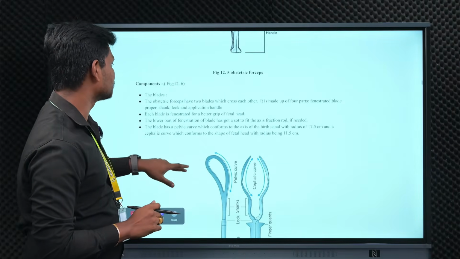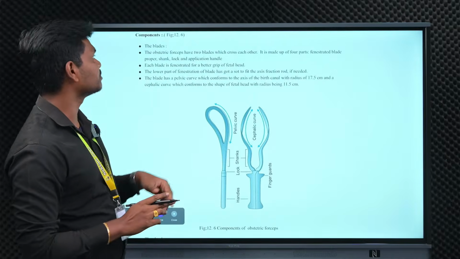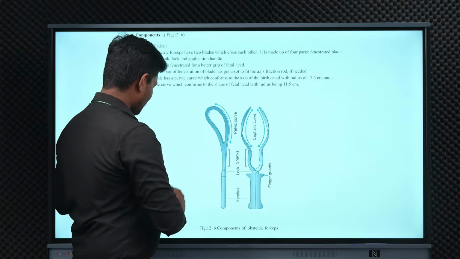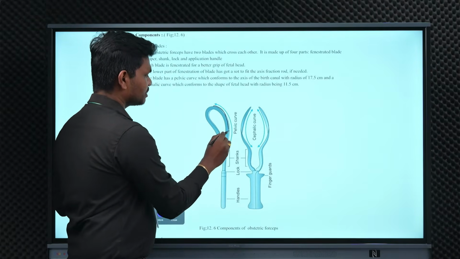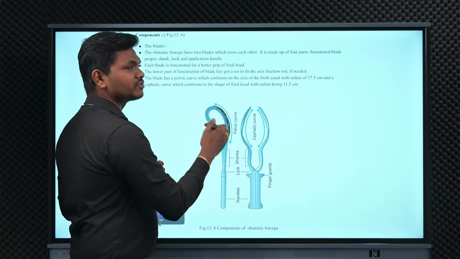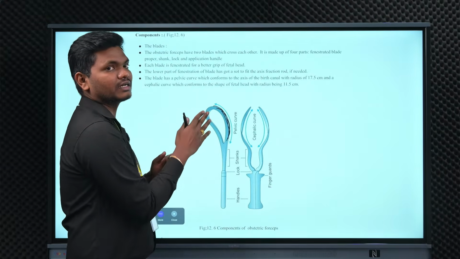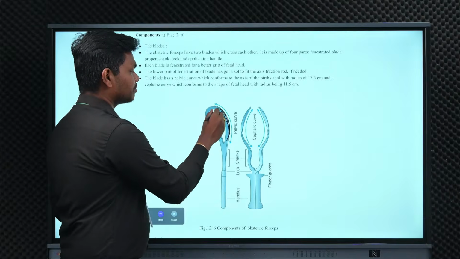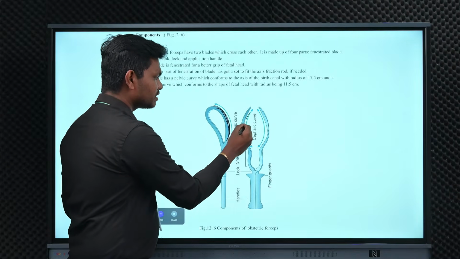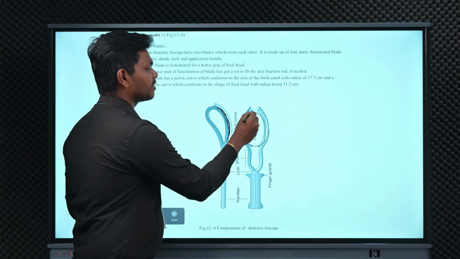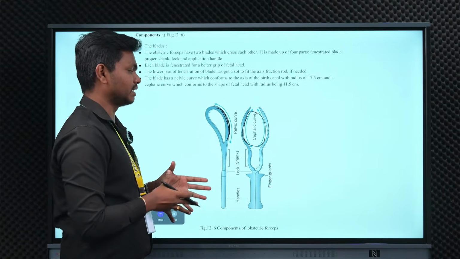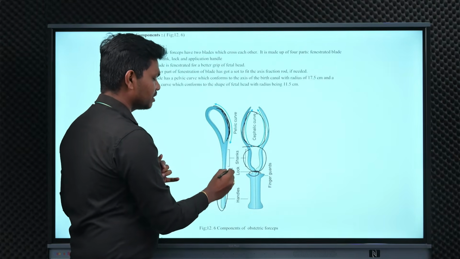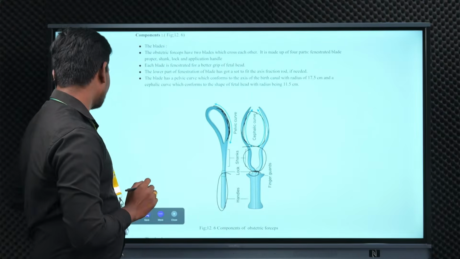obstetrical forceps. You can see here the components of obstetrical forceps. This side is known as the pelvic curve, which we introduce through the cervical os into the uterus. And the inside is known as the cephalic curve, which is going to catch the fetal head. This is known as the shank, this is the lock, and this is the handle. So these are the different parts of forceps.